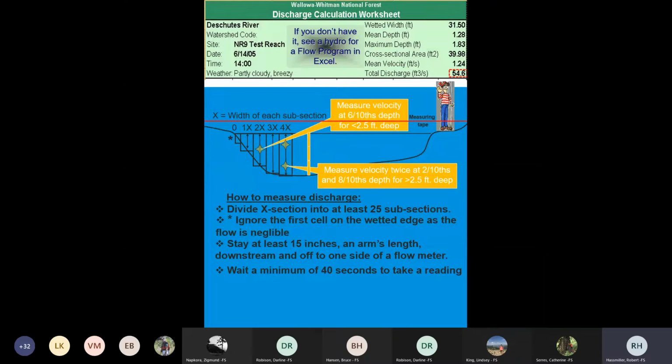And our goal of this game is to not have more than 10% of the total flow pass through any one of these cells or subsections. That's part of the QA/QC. So we like to get into the practice of working up our data out in the field and doing the math before we leave the site, making sure that none of these are above 10%. And if one is, then we can break it into 2 cells, split the width in half, and take 2 measurements to get that down.